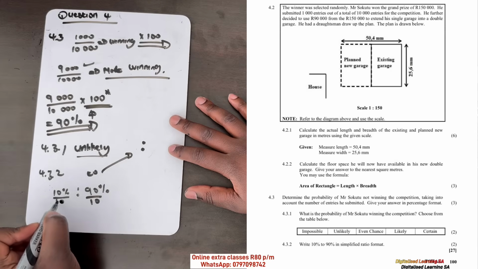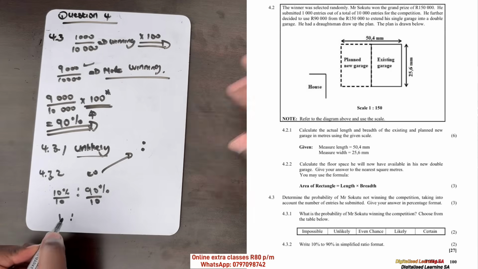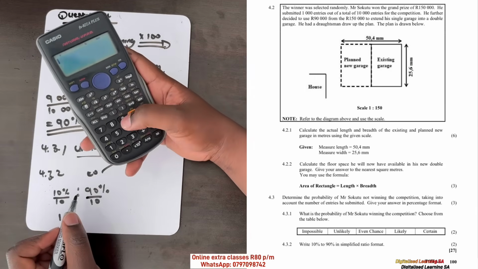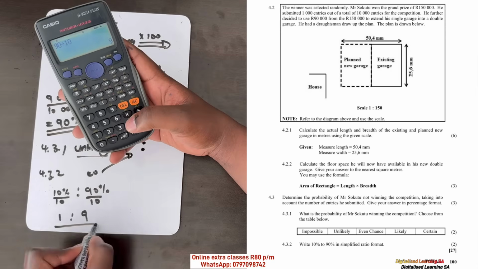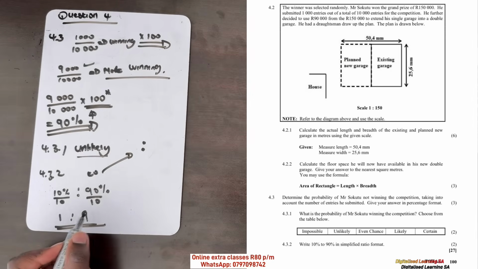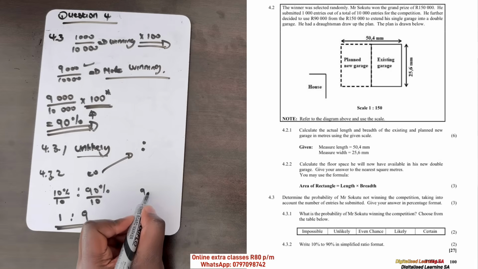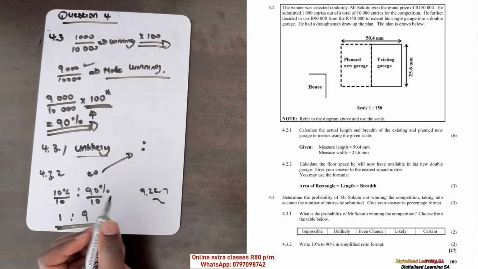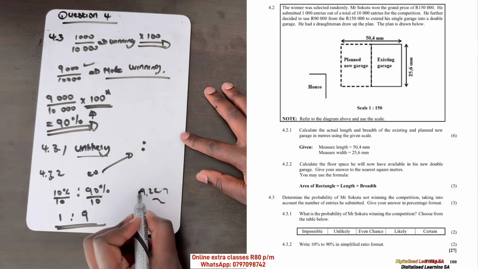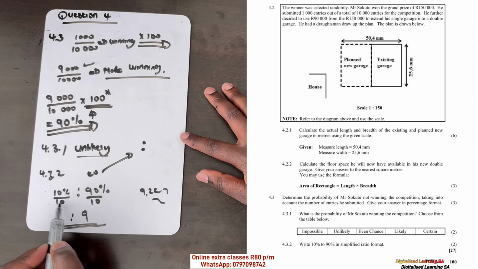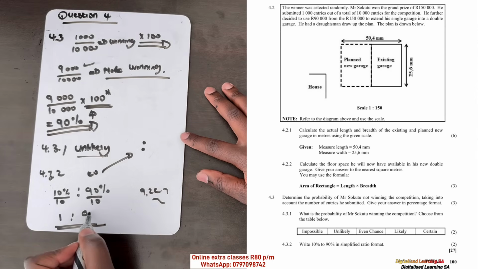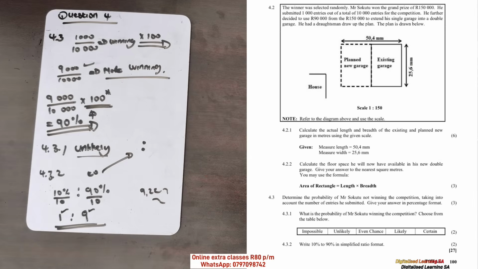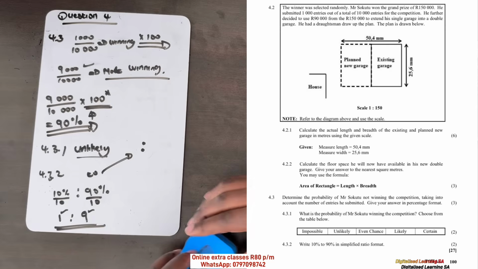If we divide 10 by 10, we will get 1. And if we divide 90 by 10, we will get 9. So both these numbers are whole numbers. It's not 9.22 or 9.3. If it was 9.22, it means that we were going to find another common factor that, when you divide by it, you get a whole number. So that will be our last question for question 4.